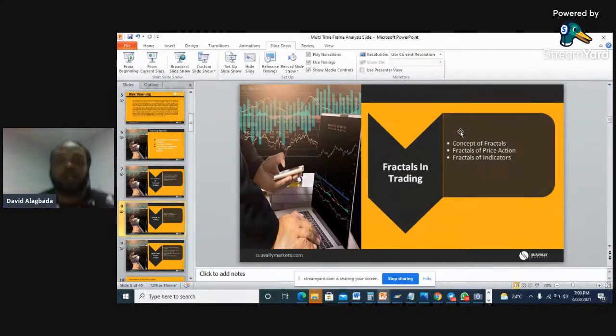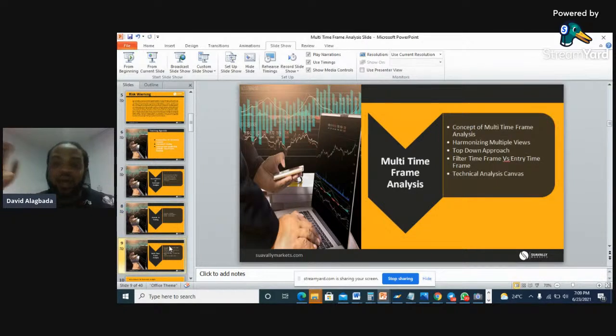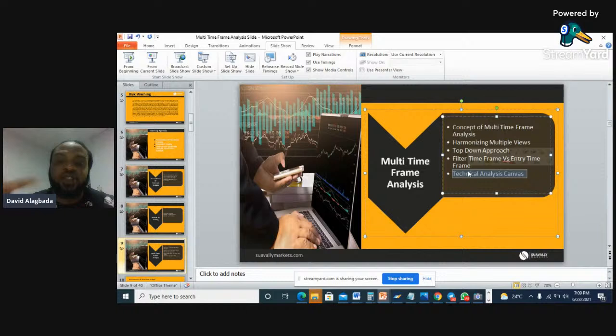So I'll talk about fractals, introduce the concept, and talk about fractals of indicators as well. Lastly, I'll end with the concept of multi-time frame analysis. How do you harmonize multiple views of price? How do you use a top-down approach? How do you understand what your filter time frame should be, what your entry time frame should be, and how do you take all of these and build them into a technical analysis canvas? Now, this is a lot, and we only have a very short space of time, which is why I'm delving into it.